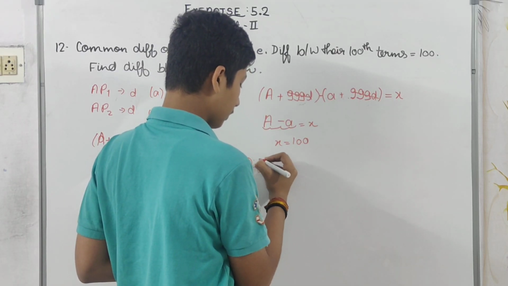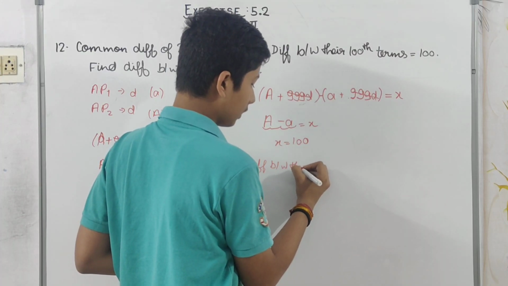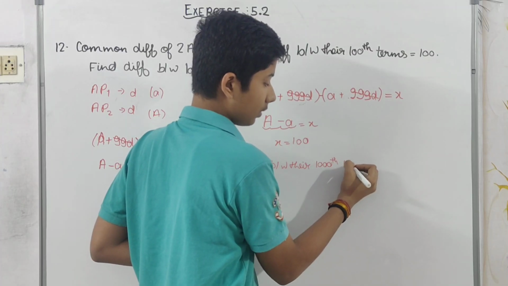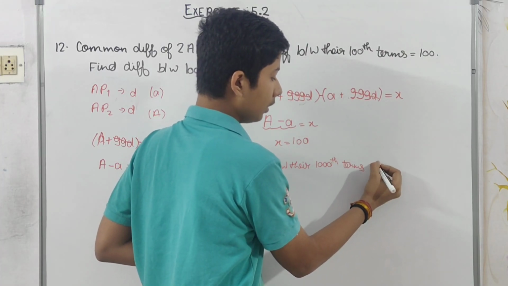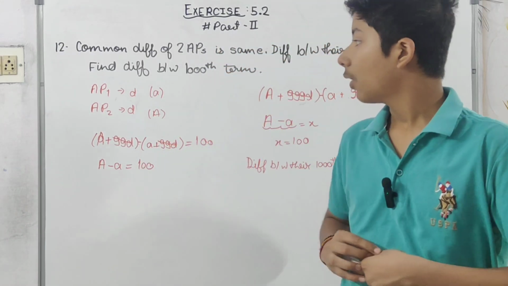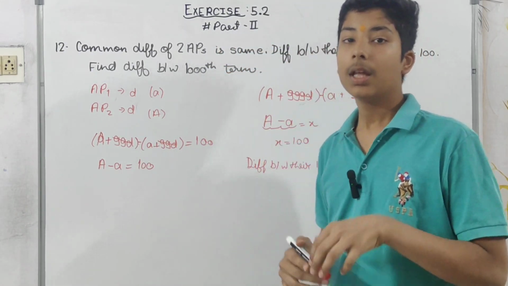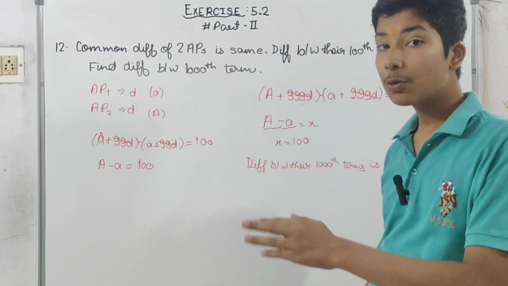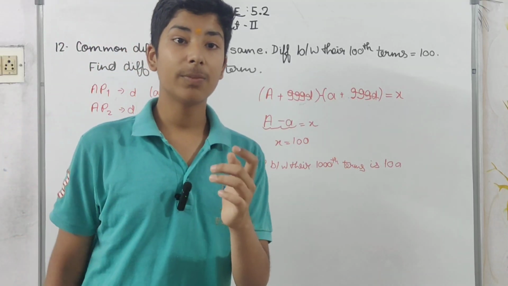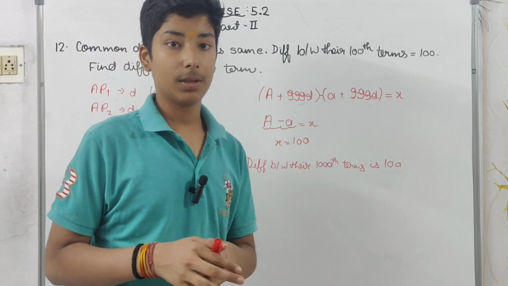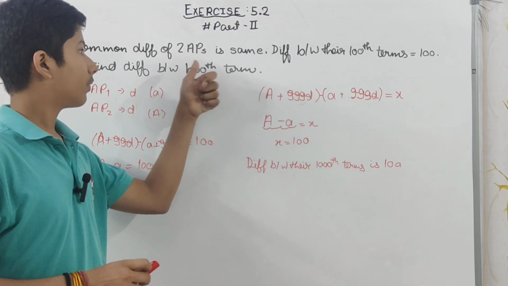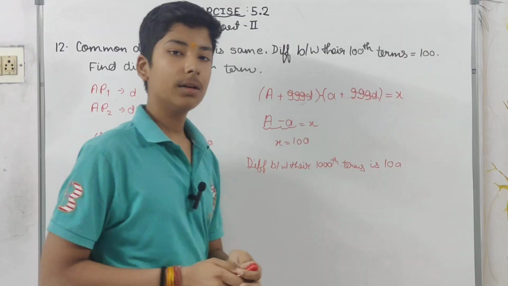The difference between their thousandth terms is 100. I hope this is clear because you must remember that if the starting terms of two APs are different but the common difference is the same, then the difference between their nth terms will always remain the same. For example, if it were the millionth term, then also the difference would be 100 only. I hope this is clear.